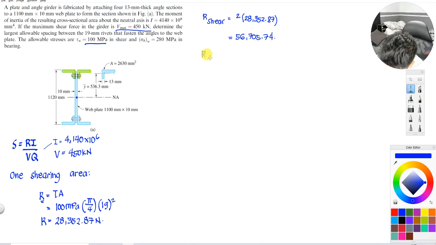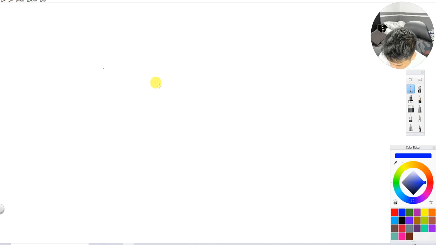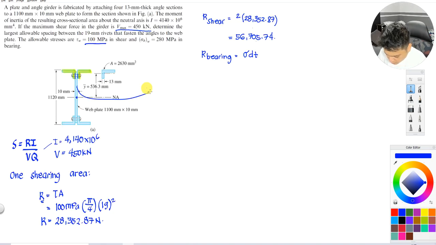So, R based on the bearing is equals to, anong formula natin ng bearing? Bearing stress multiplied by the diameter and then multiplied by the thickness of the web. Ito yung plate. Okay? So, for example, I have here yung plate na yan. Let me draw that. Sample lang.